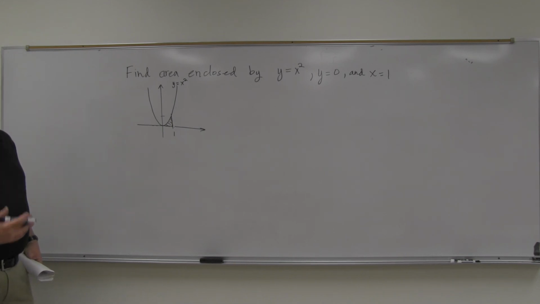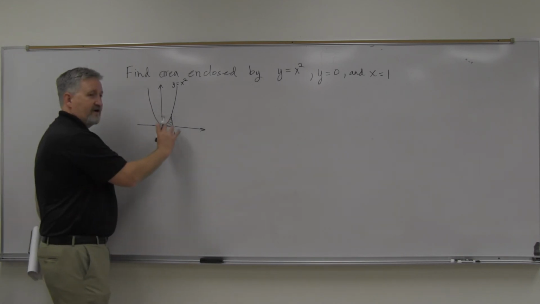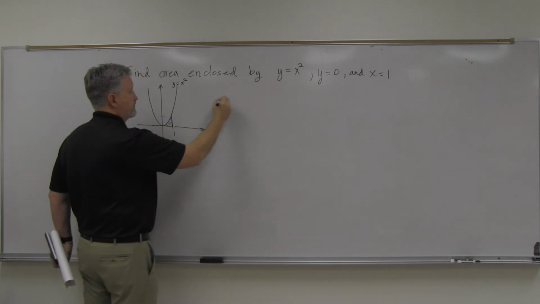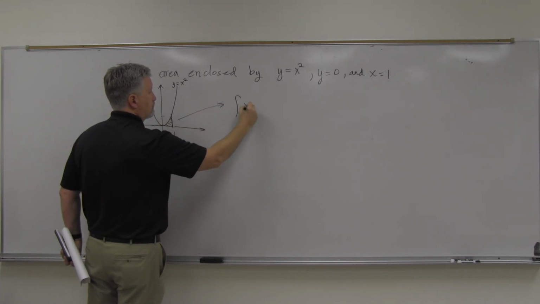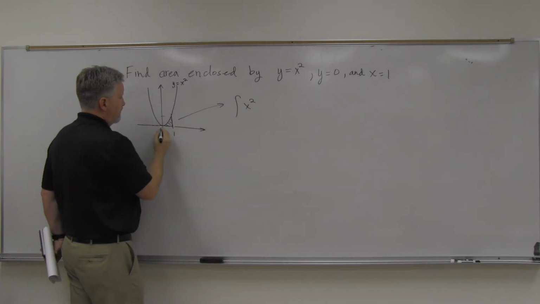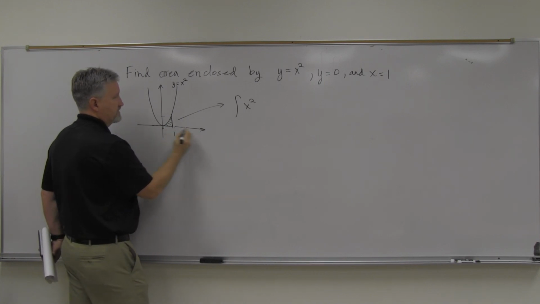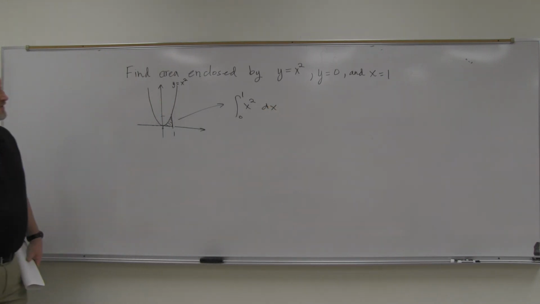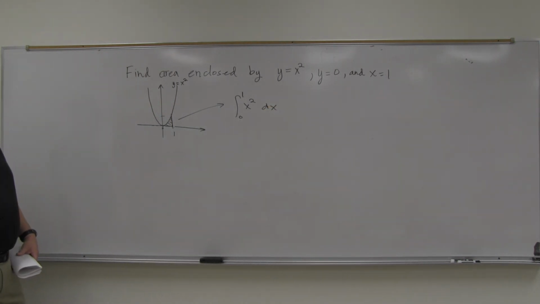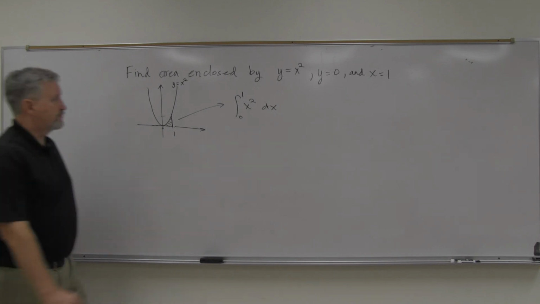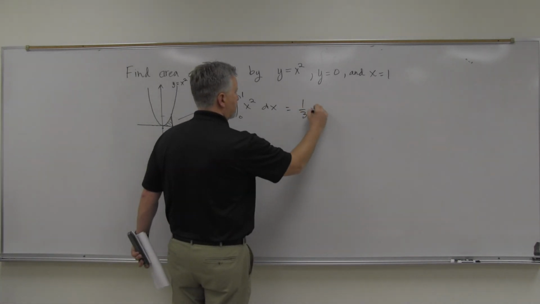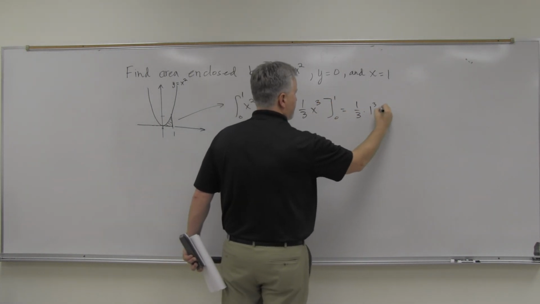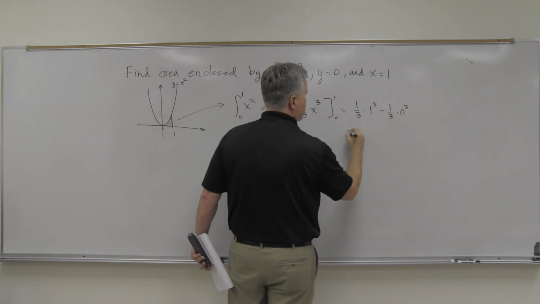And now that we know that piece right there, that would be the integral of x squared, and our upper and lower limit would be x equals 0 to x equals 1. So it's just evaluating that integral to figure out that area, which is 1/3 x cubed from 0 to 1. That would be 1/3 times 1 cubed minus 1/3 times 0 cubed. That's 1/3.